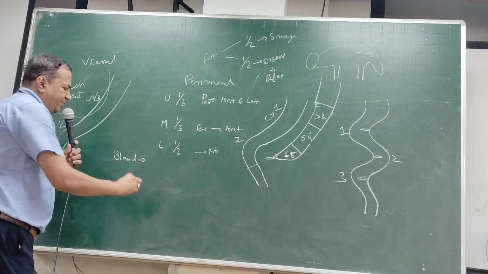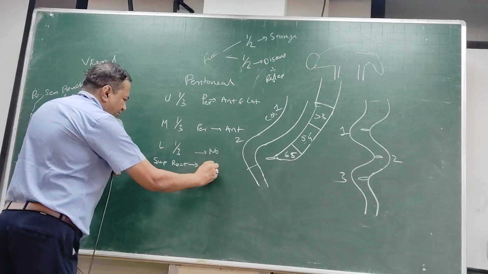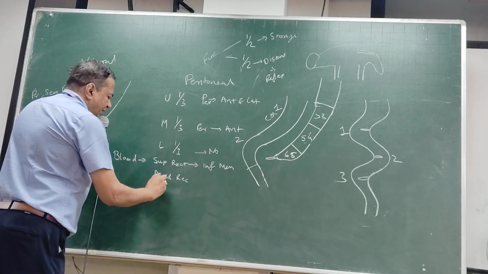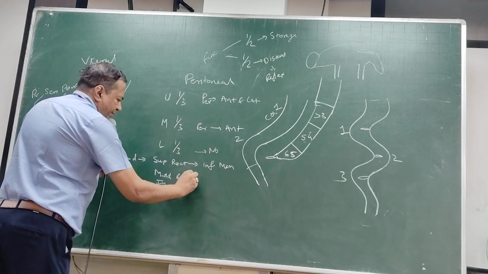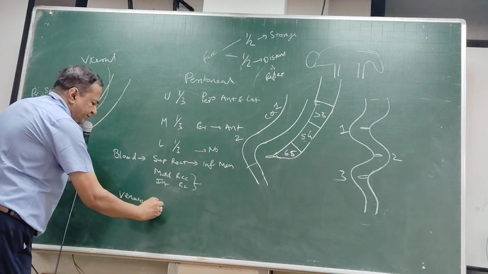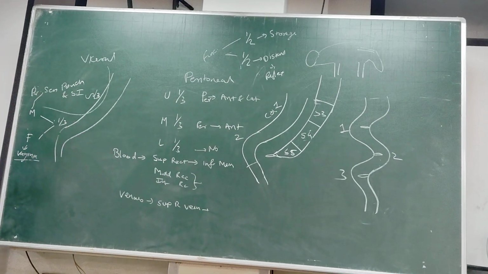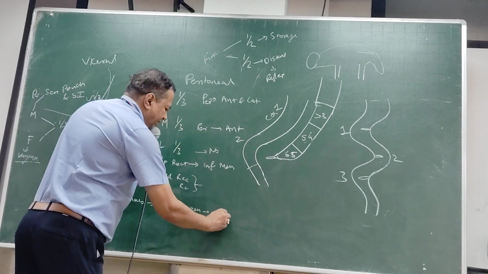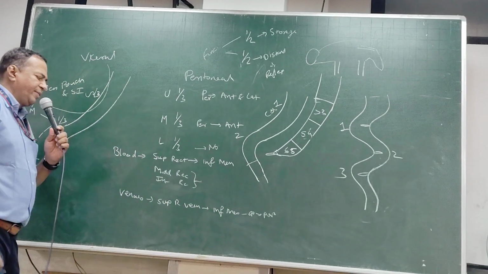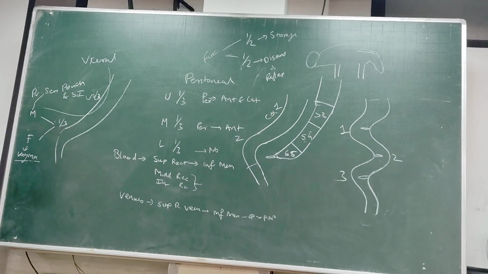Blood supply of the rectum is from the superior rectal artery. What is the superior rectal artery? It is the continuation of the inferior mesenteric, and the middle rectal artery and inferior rectal artery. Okay? The venous drainage is from the superior rectal vein, which continues as the inferior mesenteric vein, which joins the splenic vein, which joins the portal vein. Okay?